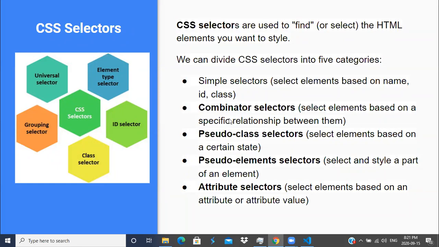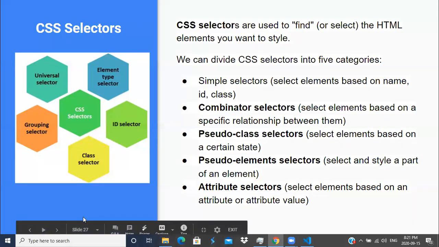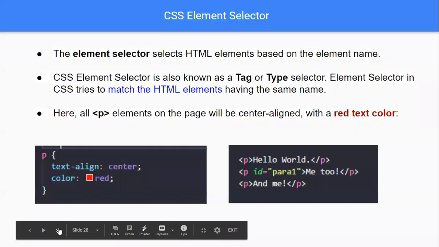Pseudo element selectors select and style a part of an element. And then there are attribute selectors that can select elements based on attribute or value. So these are the different ones. We will definitely be looking at the ID, the class, the grouping, and the universal ones, and we'll look at an example of each one.